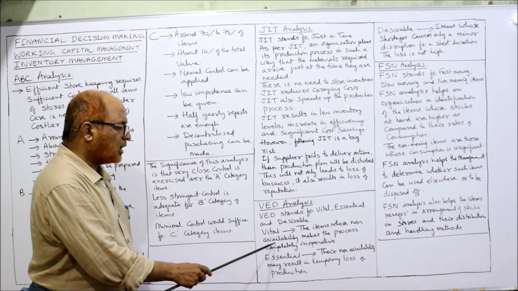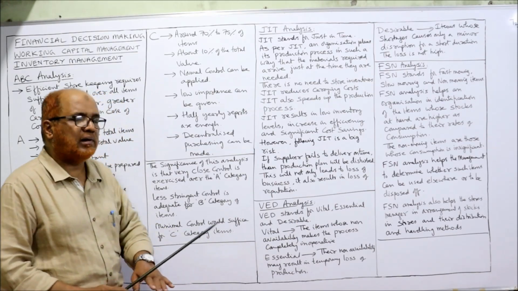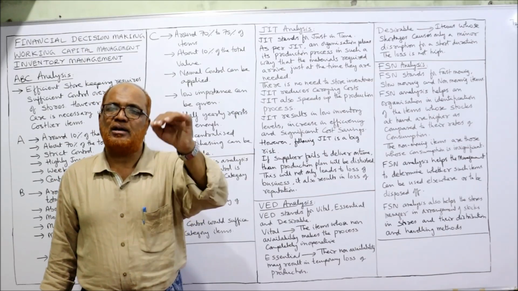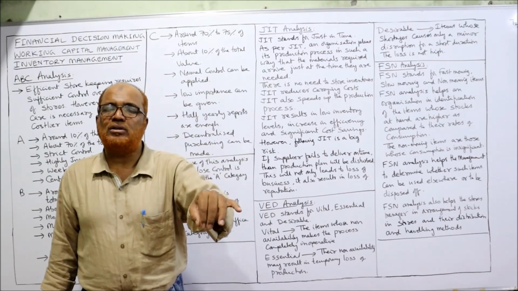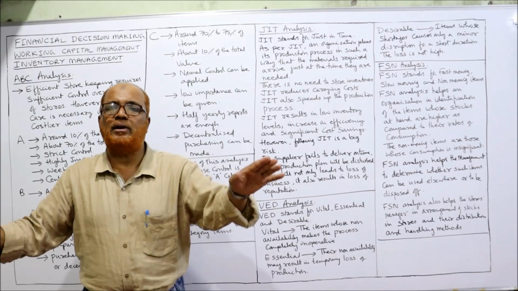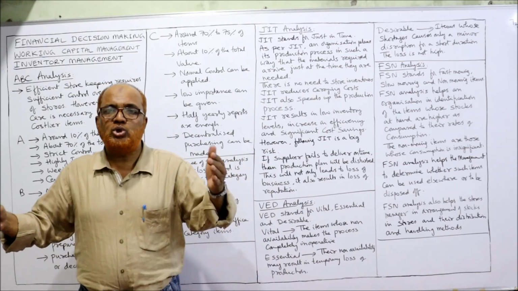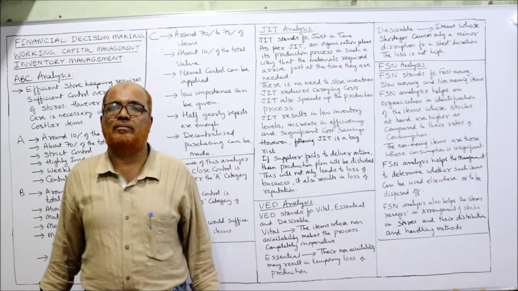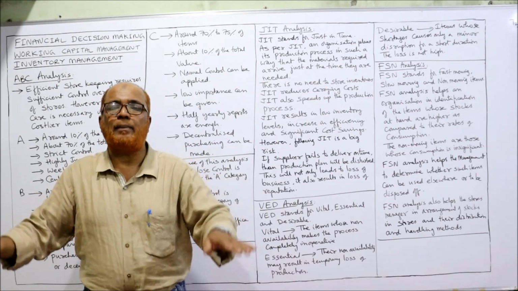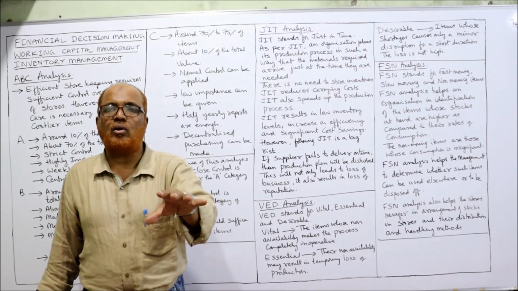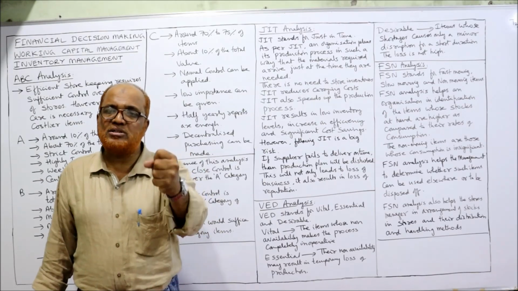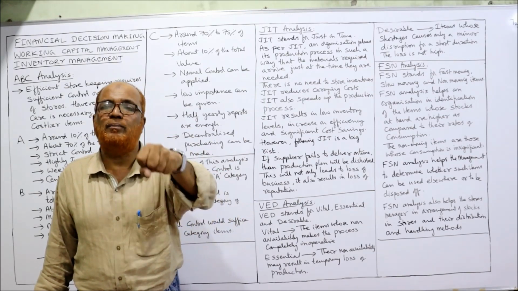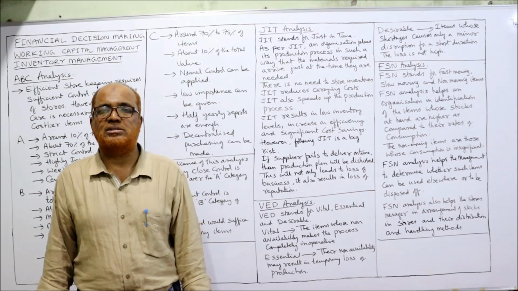Vital items are the items whose non-availability makes the process completely inoperative. Those items which are essential and critical, without which production will be completely stopped. A huge loss will be incurred if we do not have those items. The complete system will collapse. So those items are called vital items. Strict control should be applied on these vital items because non-availability will incur huge loss.